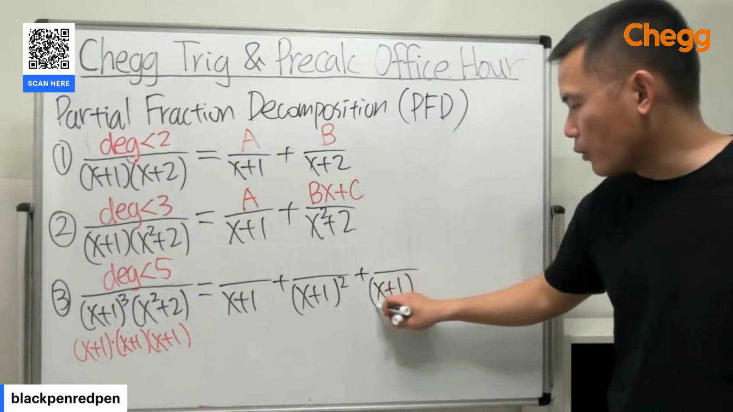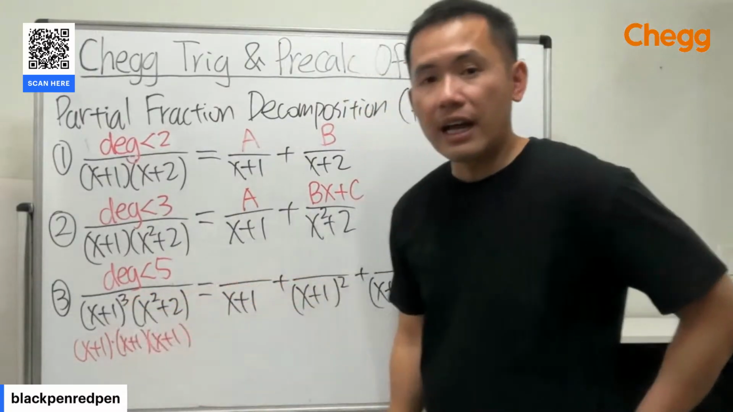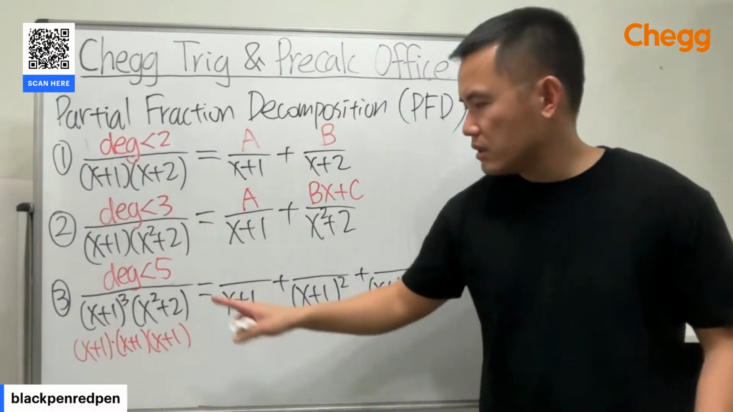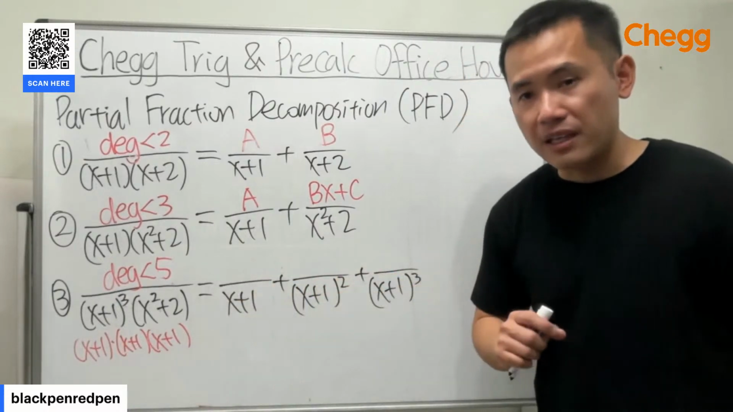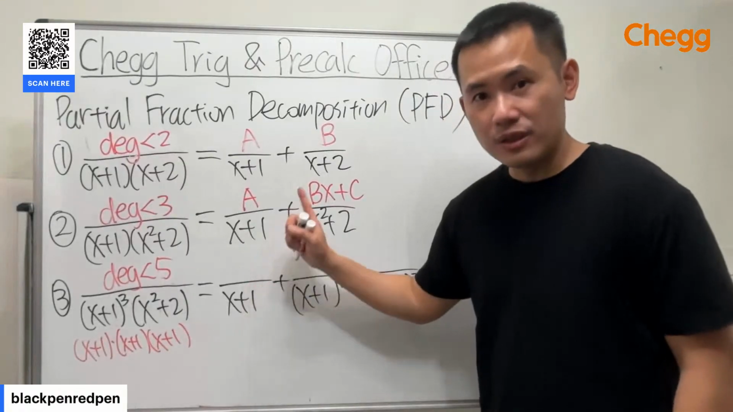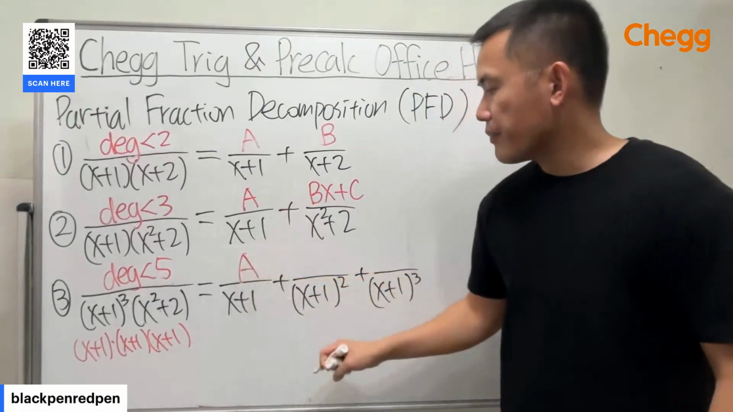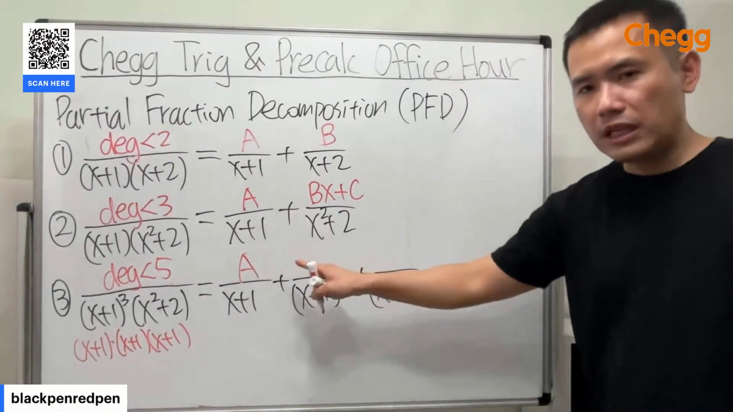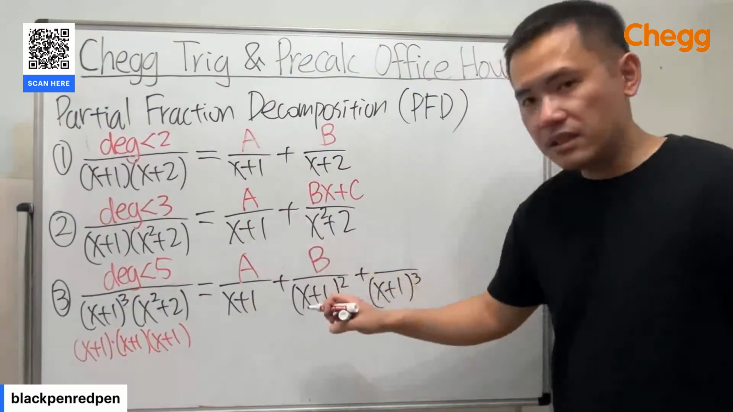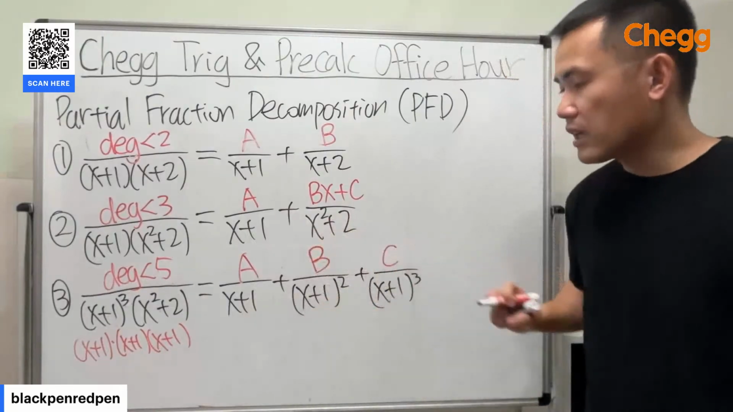I have to build out the power until whatever that is. Now, when you build out the power, the top stays the same kind. Here, it's a linear, so the top is just constant. And then as we're building out the powers, the top will be the same kind. So this will still be a constant. This will still be a constant.